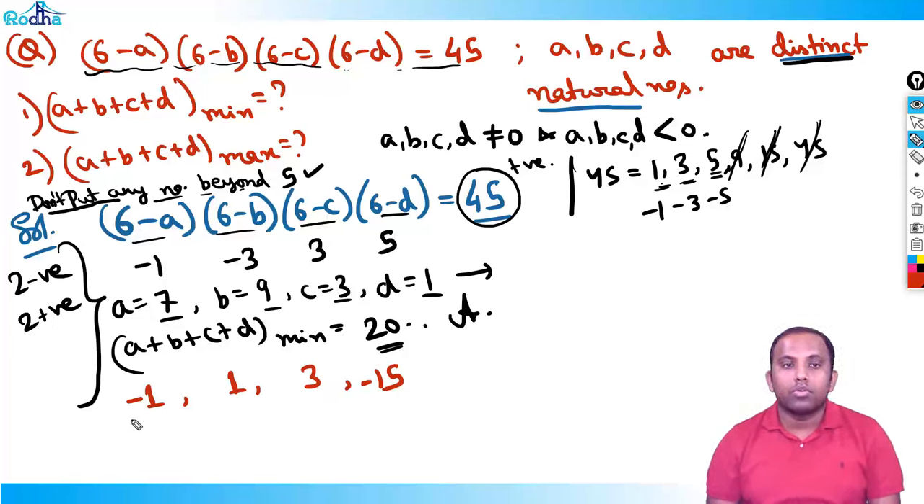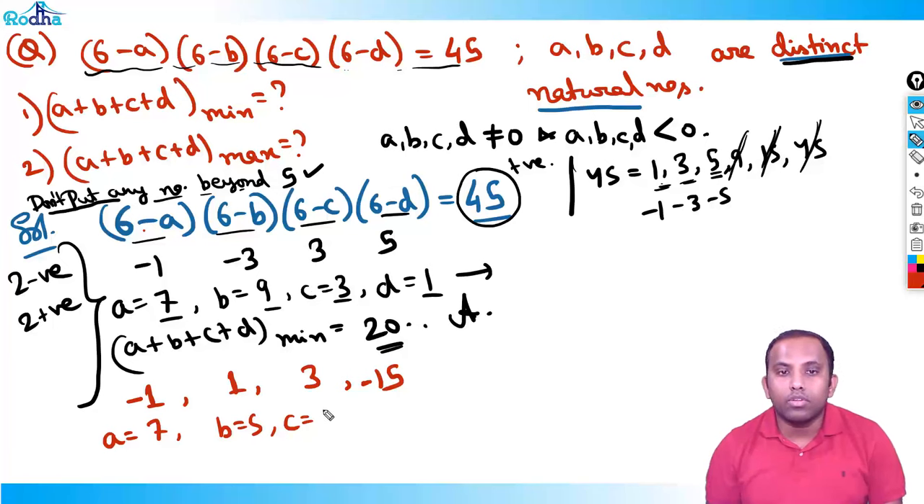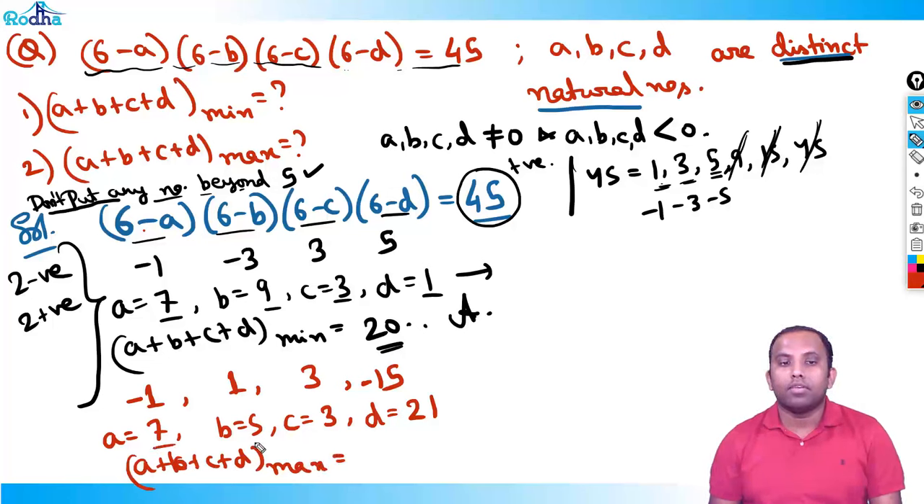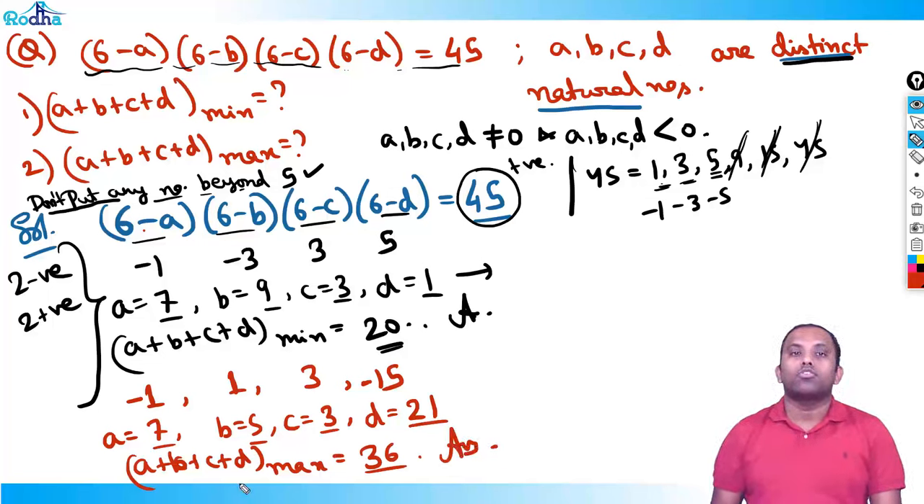So what is the number here? If 6 minus A is equal to -1, that means A is equal to 7. If 6 minus B equals 1, B equals 5. If 6 minus C equals 3, C is equal to 3. And if 6 minus D is -15, D has to be 21. So what is A plus B plus C plus D here? The maximum value will be 7 plus 5, 12, plus 3, 15, plus 21, 36. So 36 is the answer.